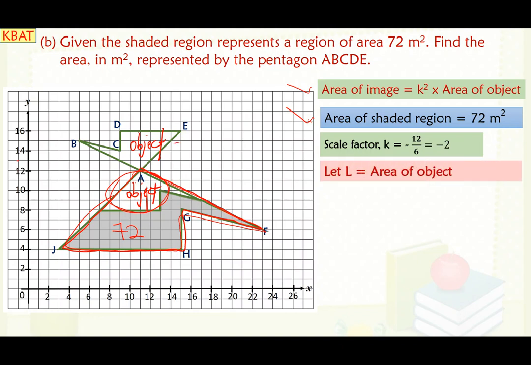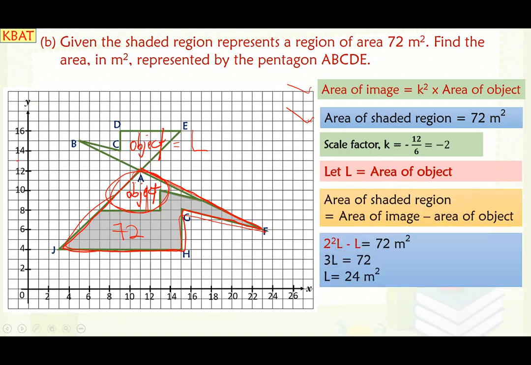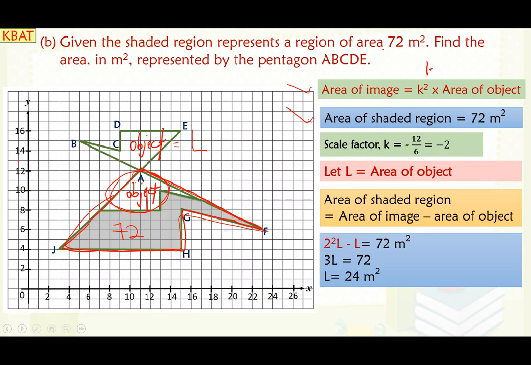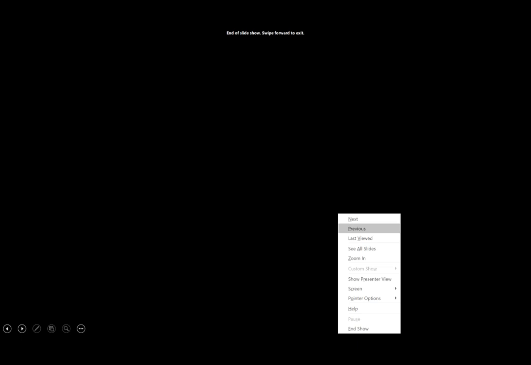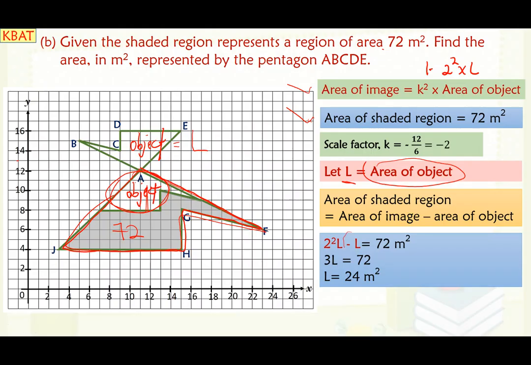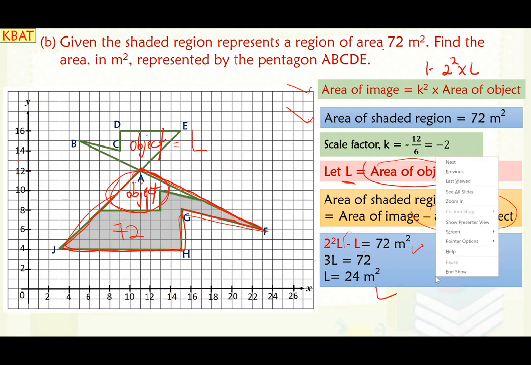So I let the area of the object be L. The area of the image is k squared times the area of the object, so it is 2 squared times L. So 2 squared L, and then minus the area of the object is equal to 72. Simplify: 4 minus 1 gives 3L, so it is 24. Okay, that's all for today.